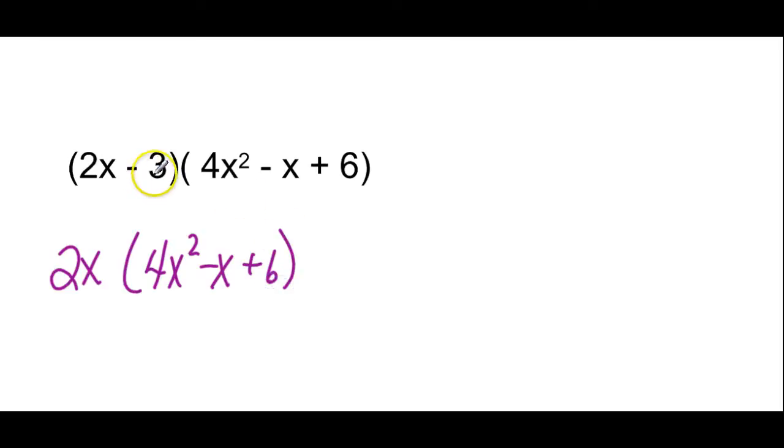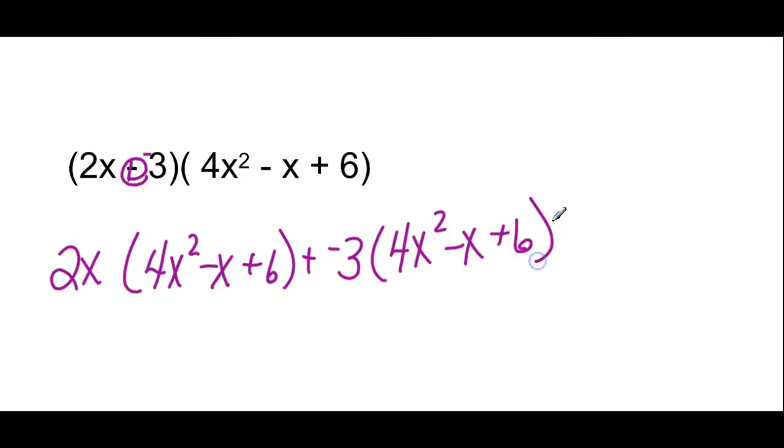Come back and pick up the second term. Now be very careful because that's a minus sign there. So you might want to change that to plus the opposite and make this plus a -3 times 4x squared minus x plus 6. That little minus sign there is probably what's going to cause some people some trouble. So please be very mindful of that, saying that you're going to subtract everything that 3 is multiplied by.